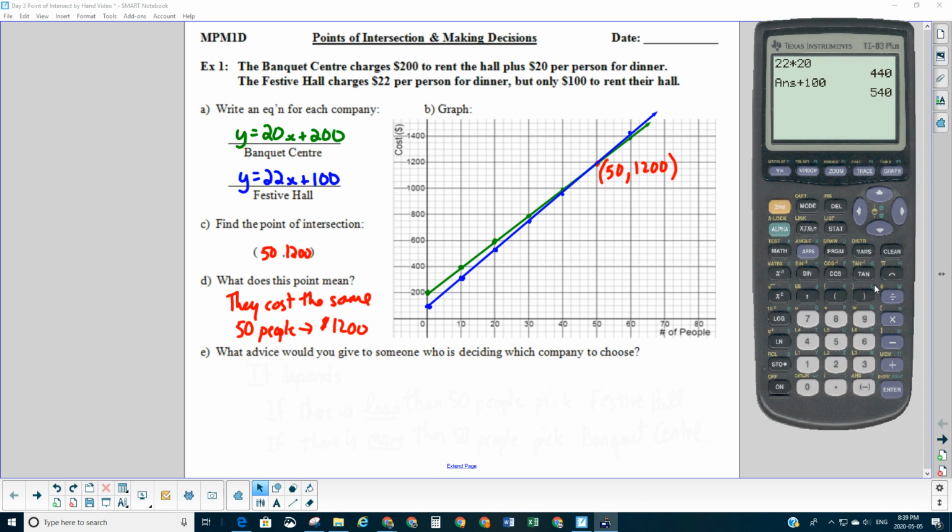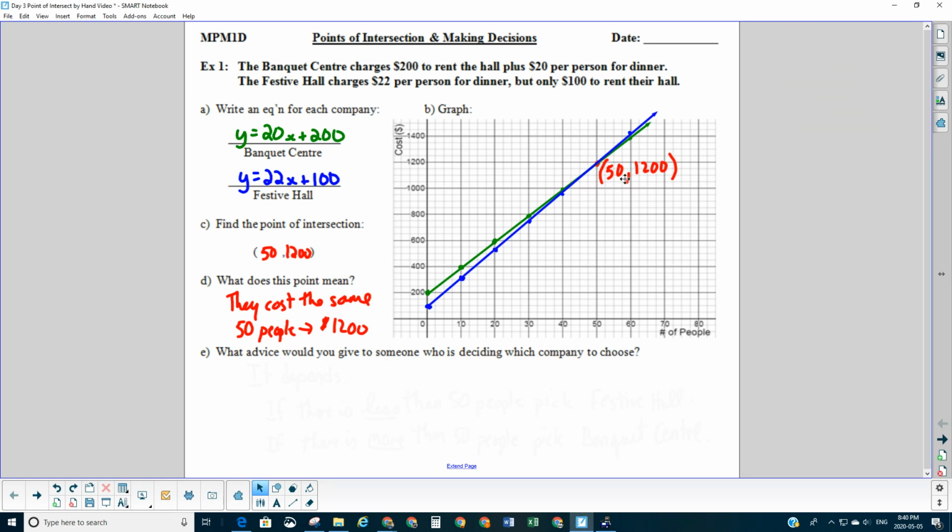Let's check that. The first one is $20. So $20 times 50 people plus your $200 rental fee is $1,200, and then $22 times 50 people plus your $100 rental fee is also $1,200. So that's the spot where they charge the same amount. Okay, so that's really, really helpful because now I can make a decision. Now, if I knew how many people were attending, I could pick which one I want.